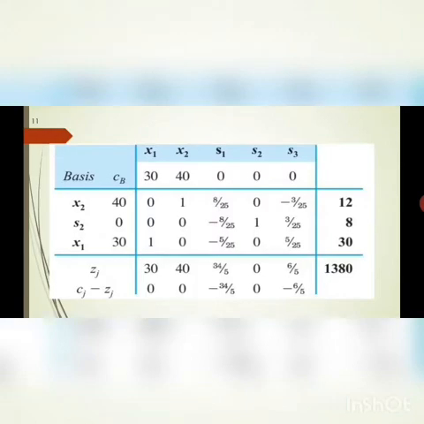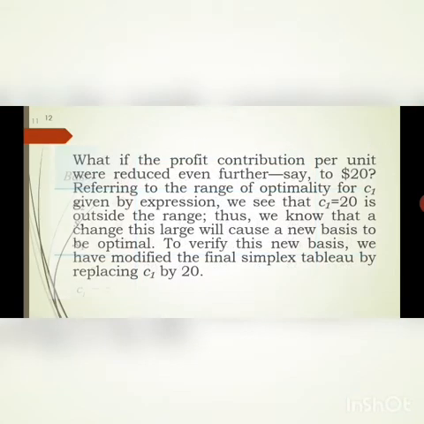So, proceed na sa next slide. What if the profit contribution per unit were reduced even further, say to $20? Referring to the range of optimality for c sub 1 given by the expression, we see that c sub 1 equal to 20 is outside the range. Thus, we know that a change this large will cause a new basis to be optimal.